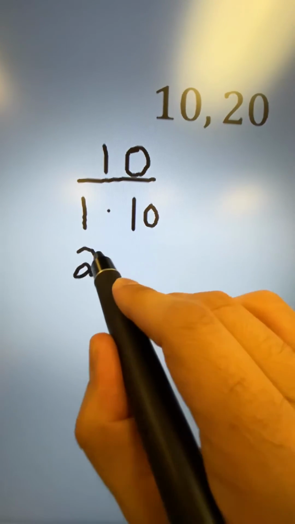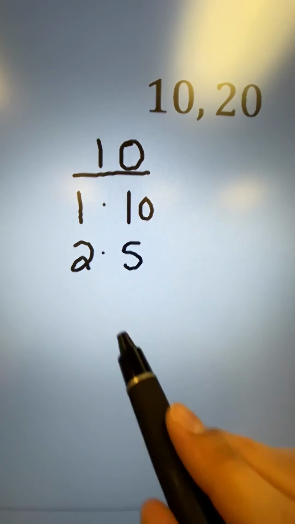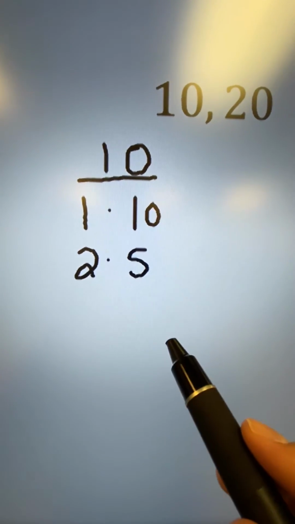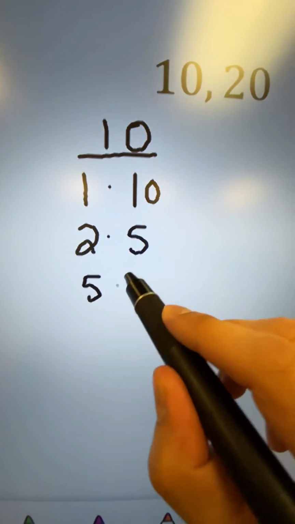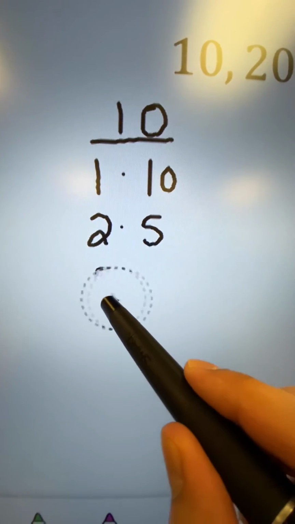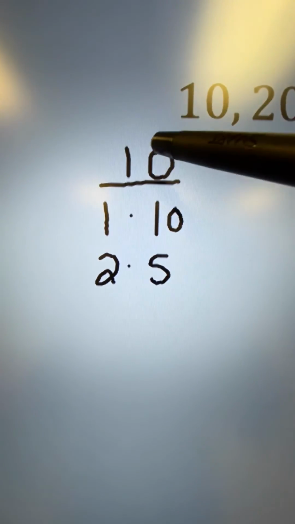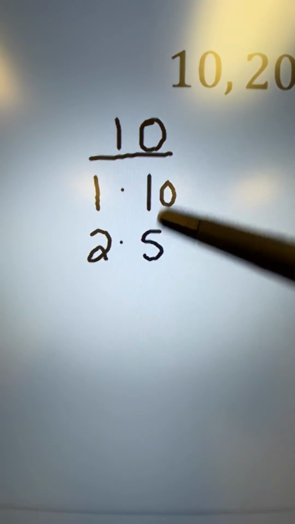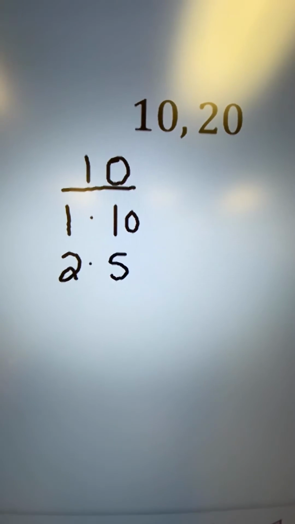I know 2 goes into 10 5 times. 3 does not go into 10, 4 does not go into 10, 5 does go into 10, but if you notice, 5 times 2 is a repeat of 2 times 5. It's the same thing. And 5 is the halfway point to 10, so I don't have to keep checking anymore because I'm just going to get back the same factors as before.